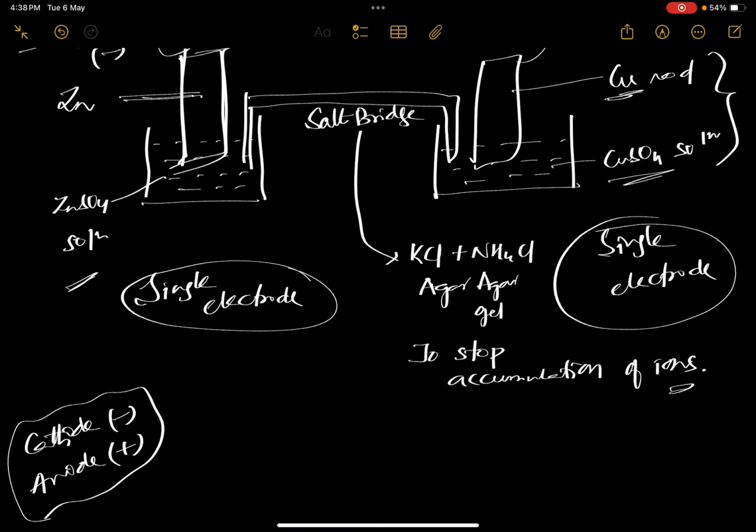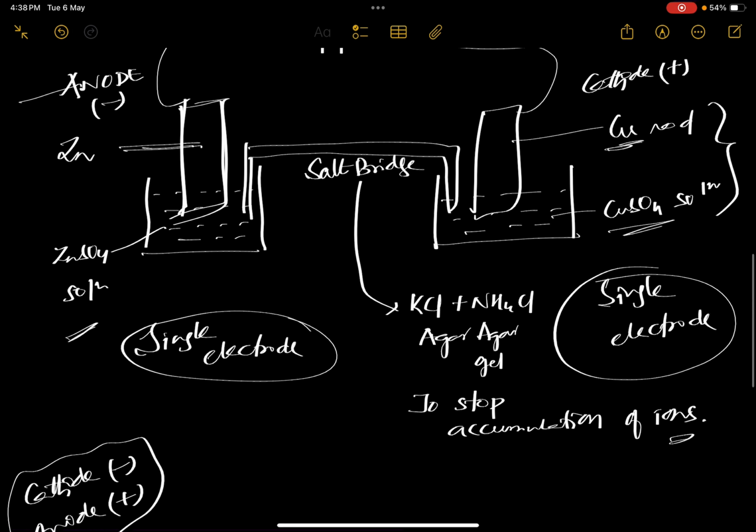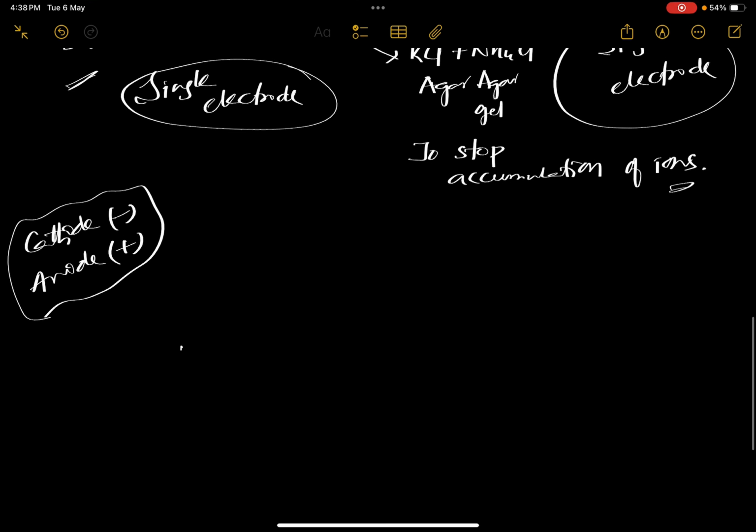That part we'll discuss later in the second part. In general, where cathode is negative, anode is positive. But here it is anode negative, cathode positive. Why anode is negative? That part also I am going to give you in detail.